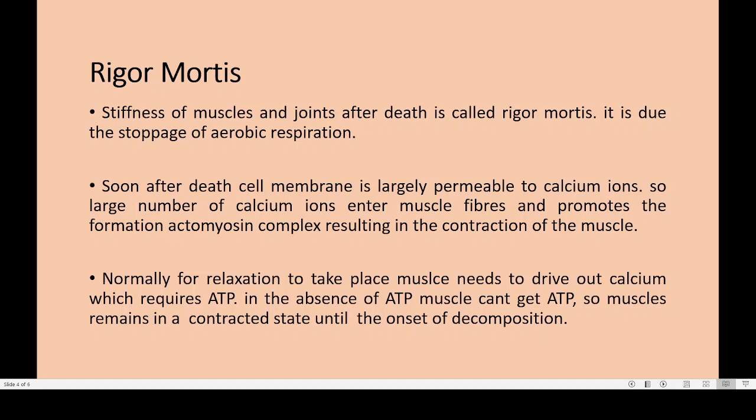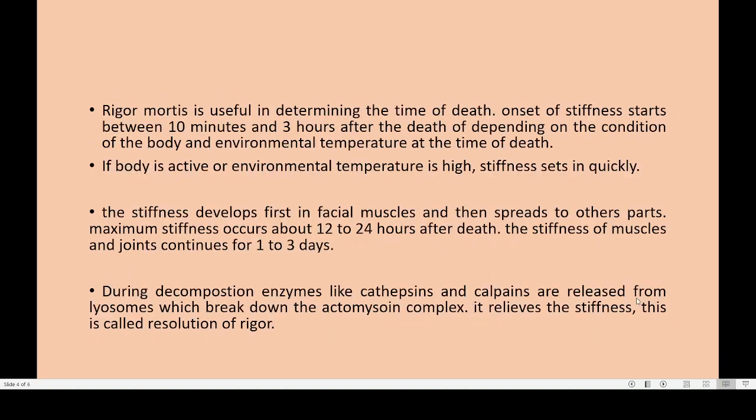Now after 24 hours, normally bacterial decomposition will start developing, and after some more hours it becomes more prominent, and it gradually loosens our body muscles. So this is what is happening in rigor mortis. Rigor mortis is useful in determining the time of death, and that is because in forensic science, you may be knowing, that is basically examination of the dead body.